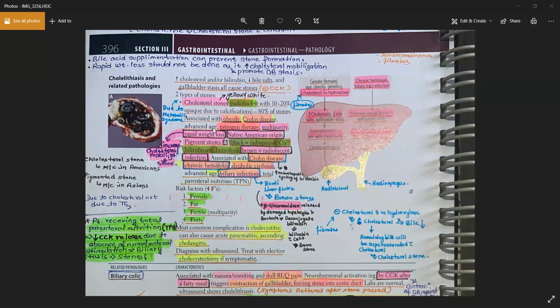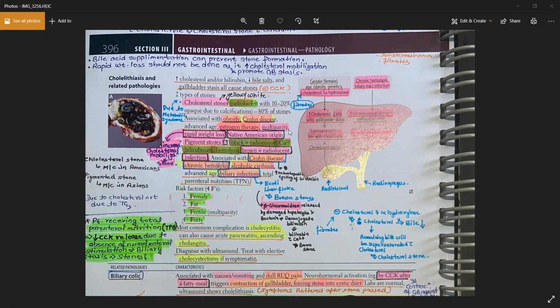Third thing would be advanced age. With aging, the chances of having a stone increase. Then estrogen therapy, because you know that estrogen can increase cholesterol synthesis, exactly. So if you have high estrogen levels, then more cholesterol will be formed in your body, and as a result, you can have cholesterol stones. Okay, multiparity can do that. Okay, why multiparity?